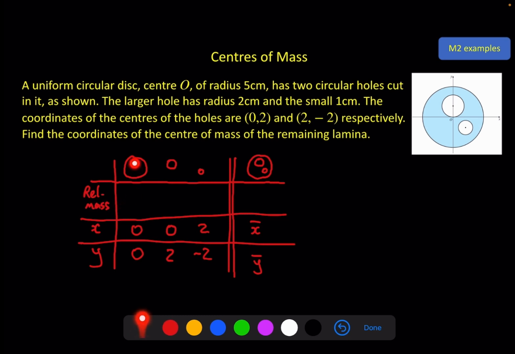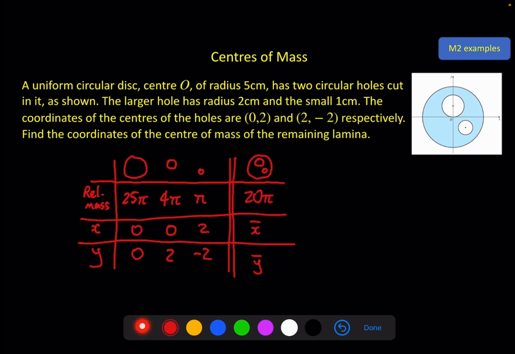I need the relative mass, which means the area. The area of the big one is pi r squared, where r is 5. So we've got 25 pi here. The big hole has a radius of 2, so that's 4 pi. The little hole has radius 1, so that's just pi. So now I come to work out the relative mass of the final shape. And here, again, I've got to remember that I'm subtracting these pieces to make holes. So it's 25 minus 4 minus 1, which is 20 pi.